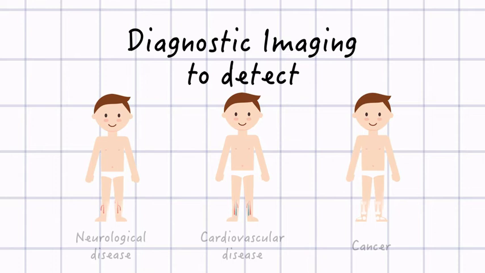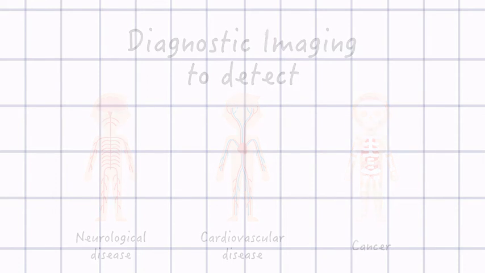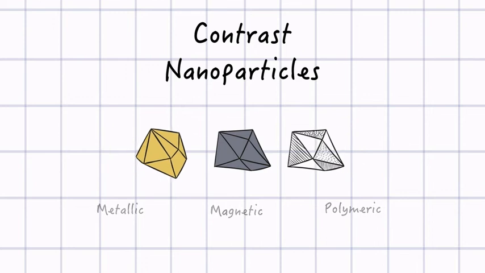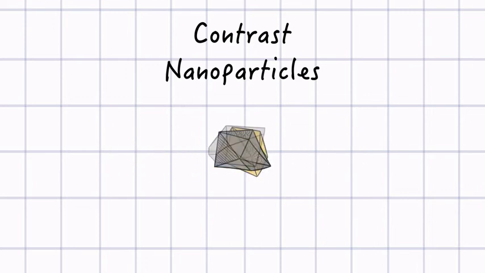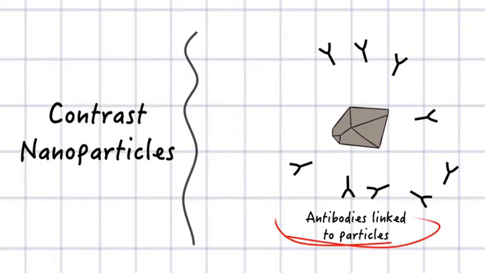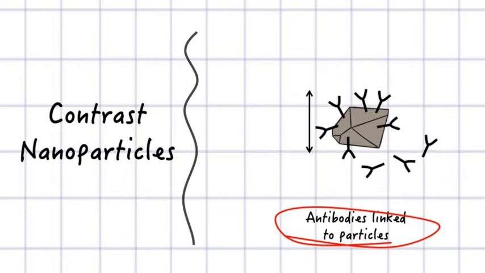One of the most important applications is that nanoparticles are being developed for diagnostic imaging, for the early detection of neurological disease, cardiovascular disease, and cancer. The technology is based upon contrast nanoparticles, which can be metallic, magnetic, or polymeric in nature. These particles can be functionalized with a biological targeting agent, such as an antibody, and are generally between 10 and 100 nanometers in diameter.